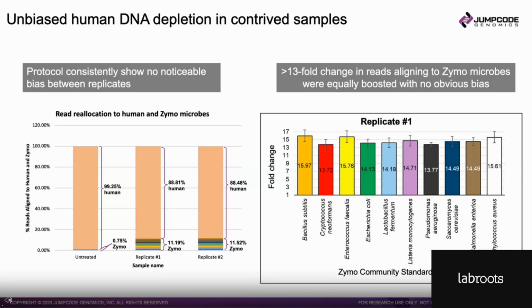To the right is a bar chart showing how the reads aligned to the 10 Zymo microbial genomes are redistributed to each species within the community in replicate number 1. As can be seen, there is greater than 13-fold increase in reads aligned to each species, and this increase is without any obvious bias, even though this community comprises species with differences in GC content, genome size, and gram stain status. The redistribution of replicate number 2 was similar to that of replicate 1 presented here.